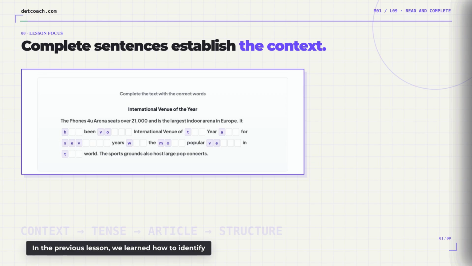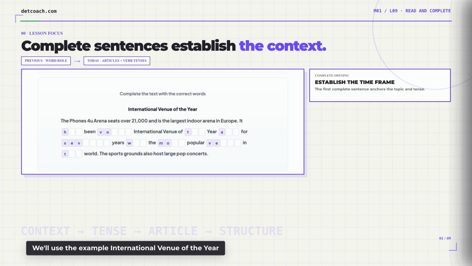In the previous lesson, we learned how to identify the required part of speech from a word's role in the sentence. In this lesson, we'll continue working with complete passages and focus on articles and verb tenses. We'll use the example International Venue of the Year from the lesson materials.